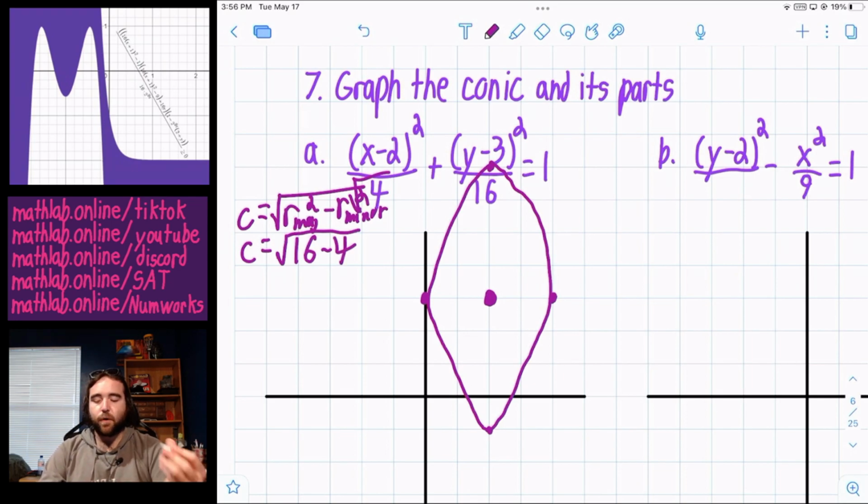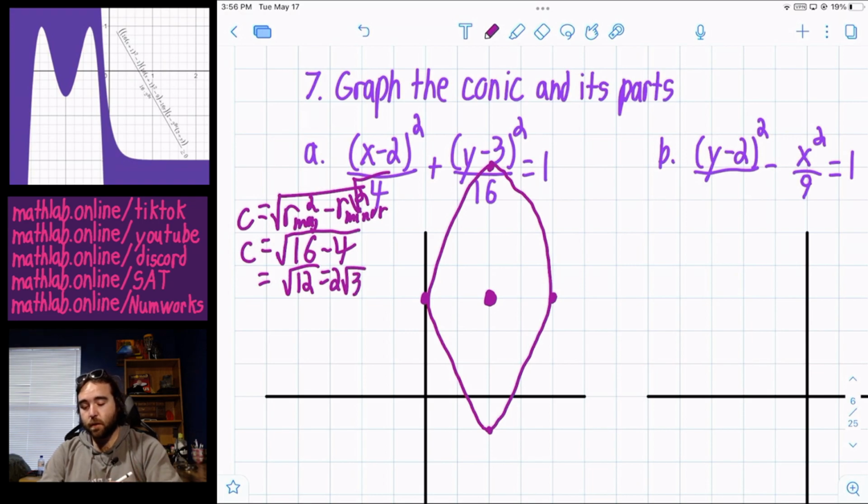It's 16 minus 4. And it's the radii squared, so it's just the numbers from the equation itself. We don't have to square root them. It's not the radius minus the radius, it's the radius squared minus the radius squared. So it's just the numbers from the equation. So we get the square root of 12, which is 2 root 3, which is roughly 3.5.